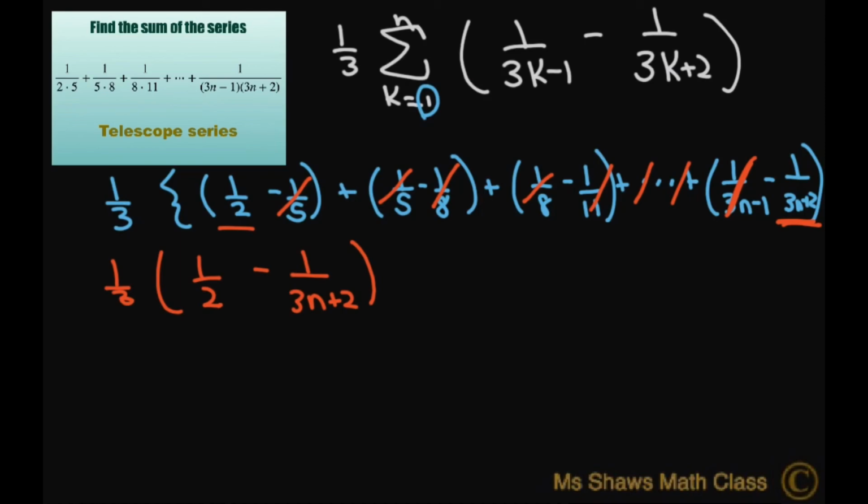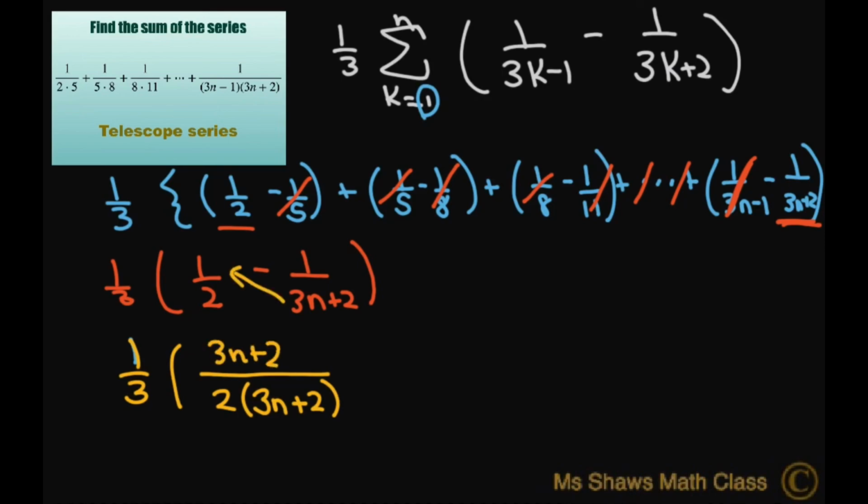If you want, let's get our common denominator and simplify this. We have 1/3, and our common denominator is 2 times 3n plus 2. Cross multiplying, you get 3n plus 2 minus 2. Then the 2s cancel, and 3 goes into 3n one time. So our final answer is n divided by 2 times 3n plus 2.